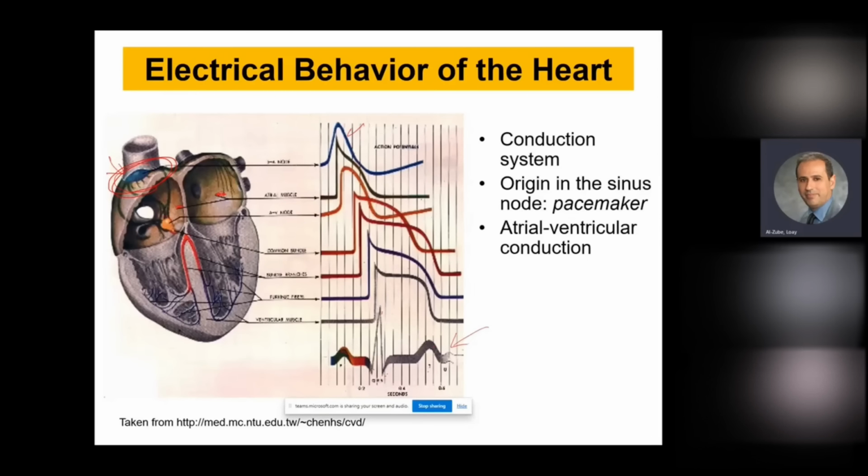So that's the AV node. See this one here. It does the conduction between the atria and the ventricles through these two red lines and the blue line at the bottom. And then we have a complete ECG at the bottom.